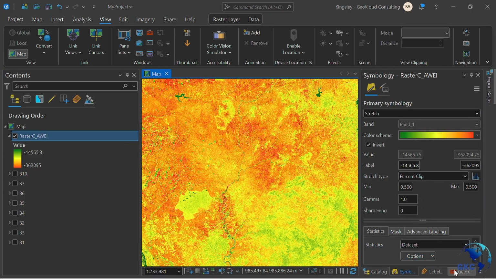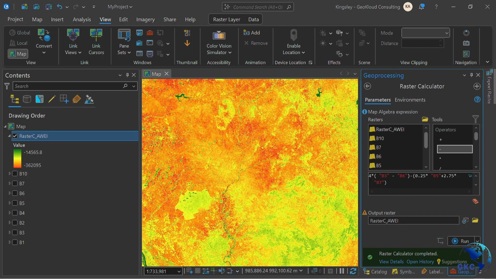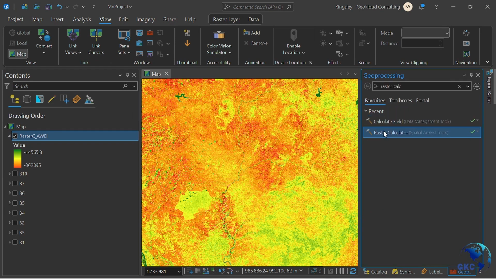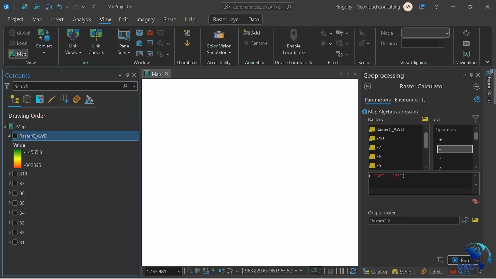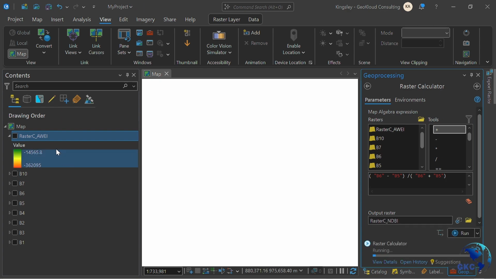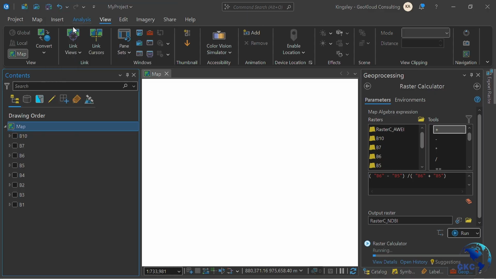I'll quickly open this up, go to my geoprocessing, Raster Calculator, bracket open, band 6 minus band 5, bracket close, divided by bracket open, band 6 plus band 5, bracket close. I can name this NDBI. Run it. And remove this while we read our results.